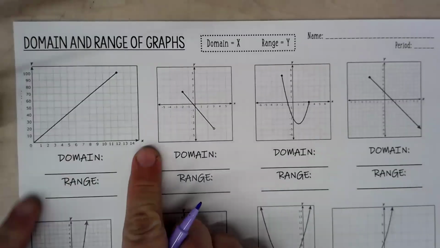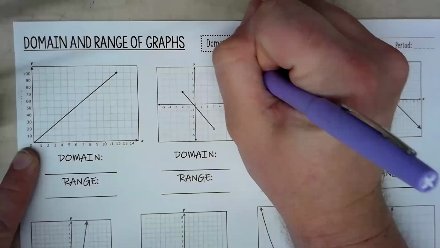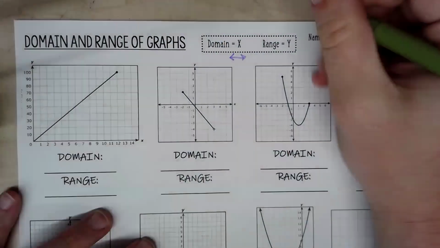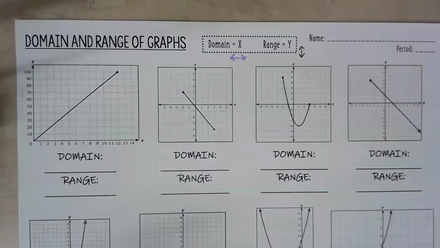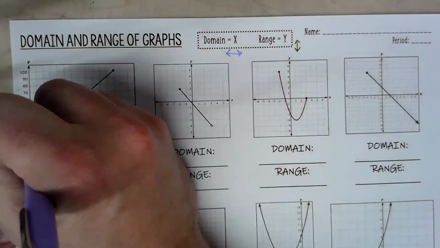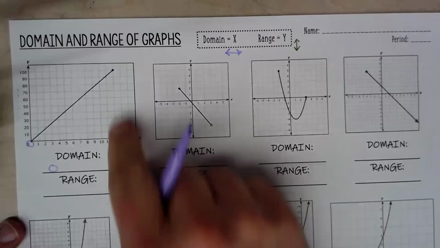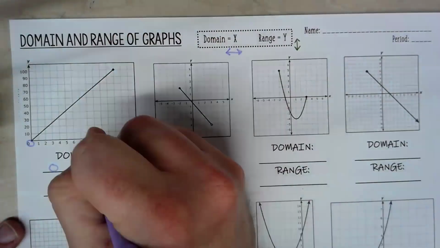So it's along my x-axis. So my furthest point, right? And our x-axis goes left to right, and our range is our y, and our y-axis is up and down, right? So I know when I'm talking about domain, I need to find the furthest point left and the furthest point right. So on this one, my furthest point left is right here where my x is 0. And my furthest point right is right here where my x number is 12.